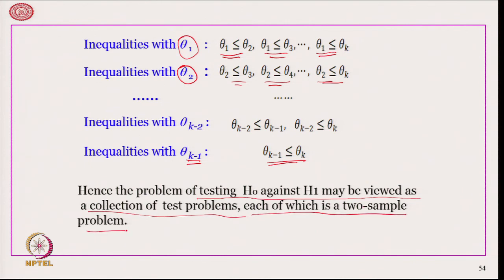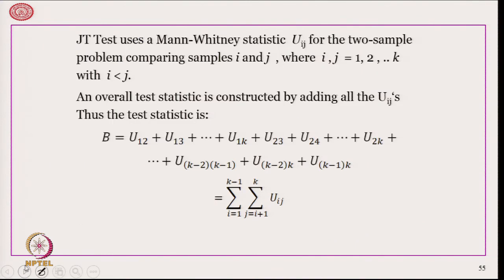I hope the concept is clear, and of course, we have to understand that at least one of the inequalities has to be strict, because if all inequalities become equalities, then it is nothing but the null hypothesis. Now, the JT test uses the Mann-Whitney statistic Uij for the two sample problem comparing the samples i and j, where i and j belong to 1 to k with i less than j.